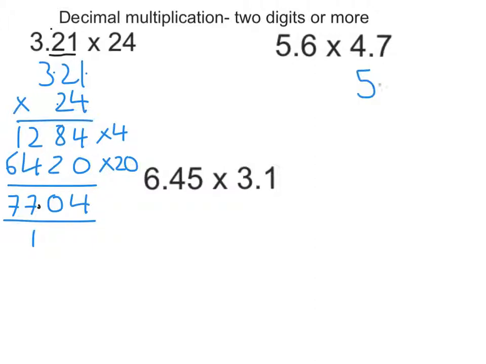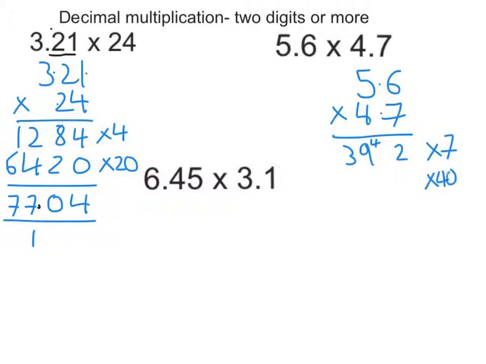So let's set it out as we did before. Okay, so times everything by 7 first. So 7 times by 6 is 42. So 2 carry 4. 7 times by 5 is 35. Add on the 4, 39. So we're going to times by 40, second row.